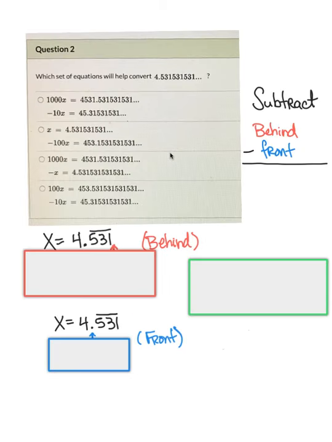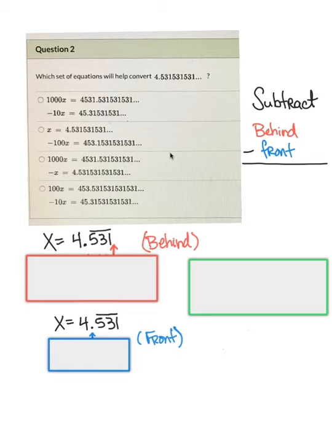Here is number 2. It's going to be like number 1, where we're looking for the behind equation and also the front equation. Again, I wrote down what we have. Notice that the 531 is being repeated, so I wrote it as 531 with a line over it. For the first part, we want the decimal to be behind everything that's being repeated. See how it's going to sit behind the 531.